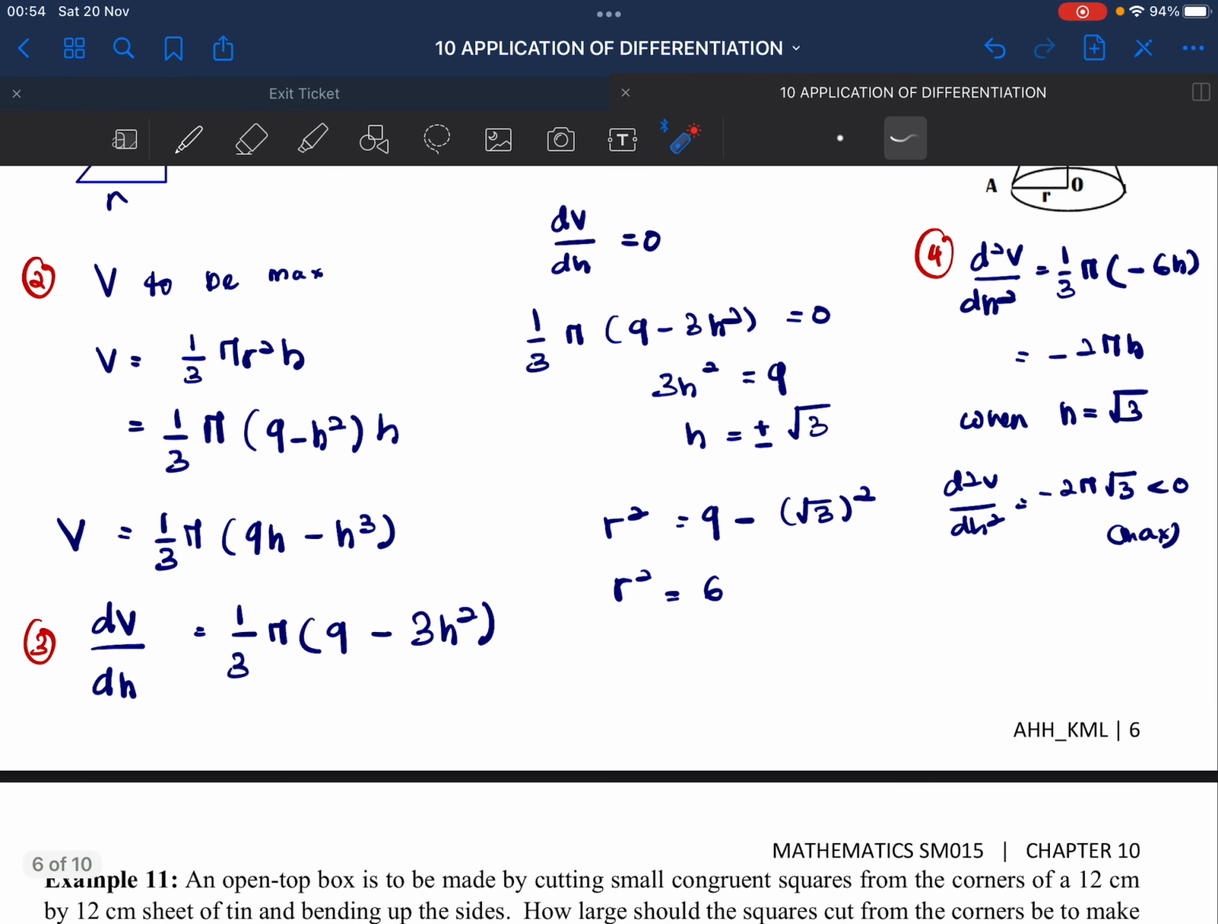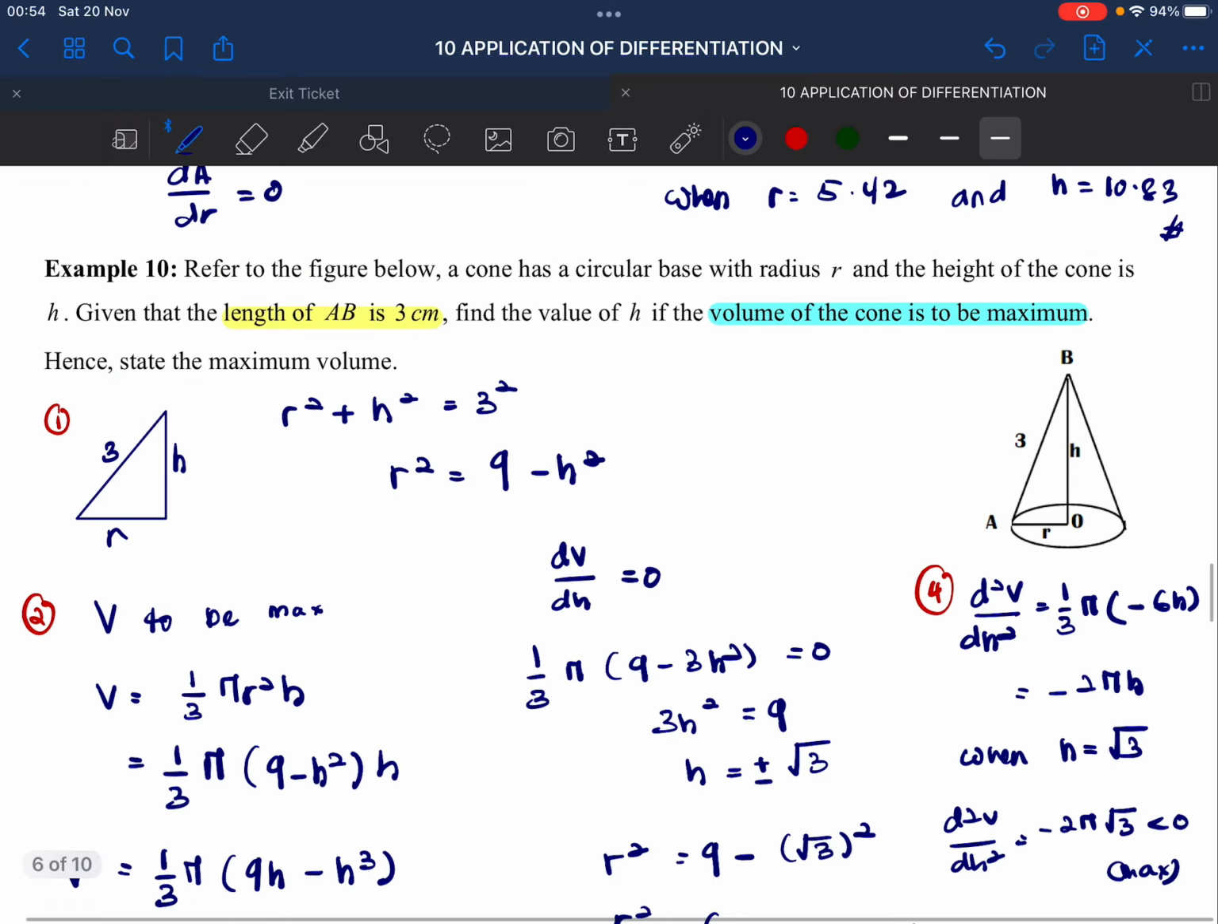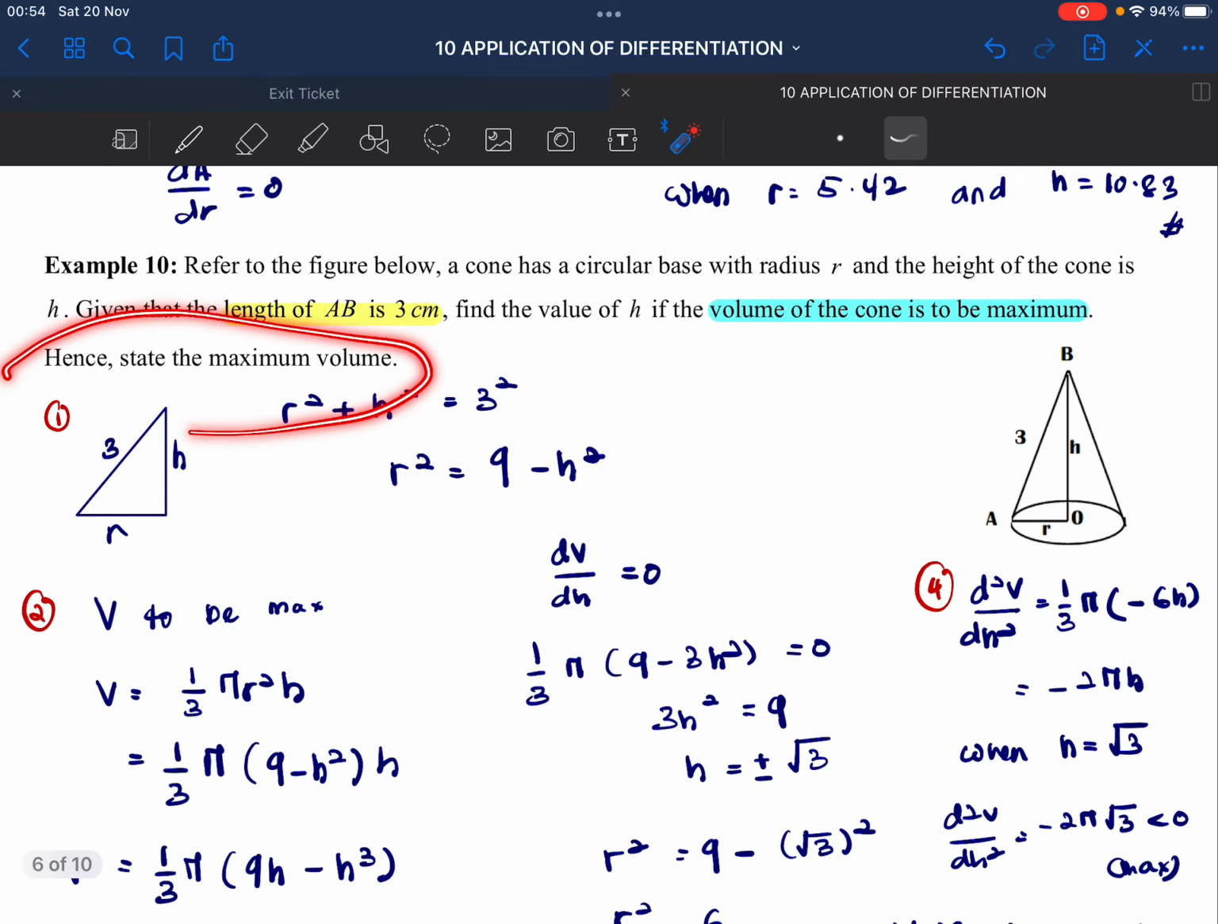Therefore you can conclude that the volume is maximum when h equals square root 3 and r square equals 6. And then the question wants us to find, hence state the maximum volume.